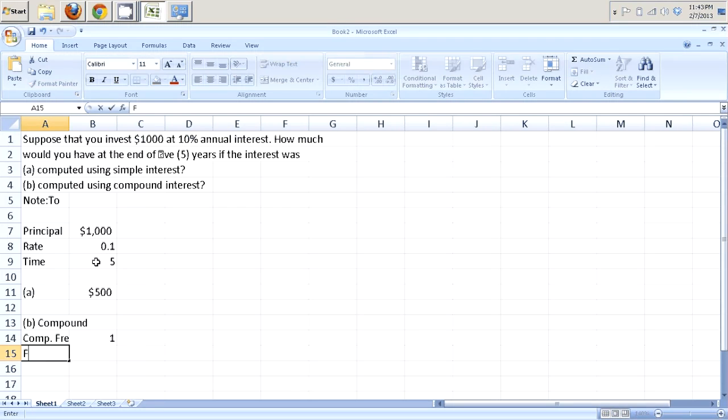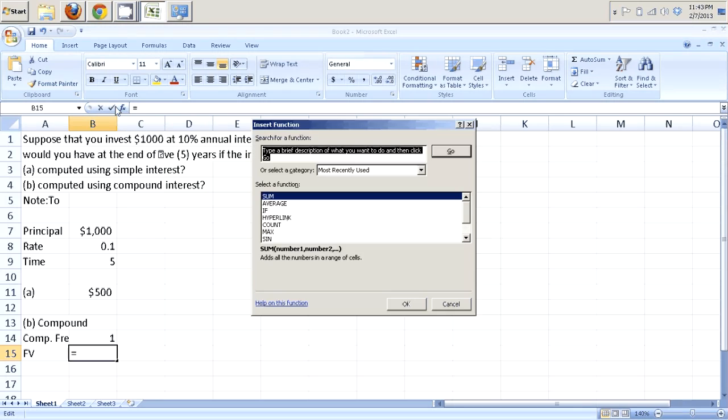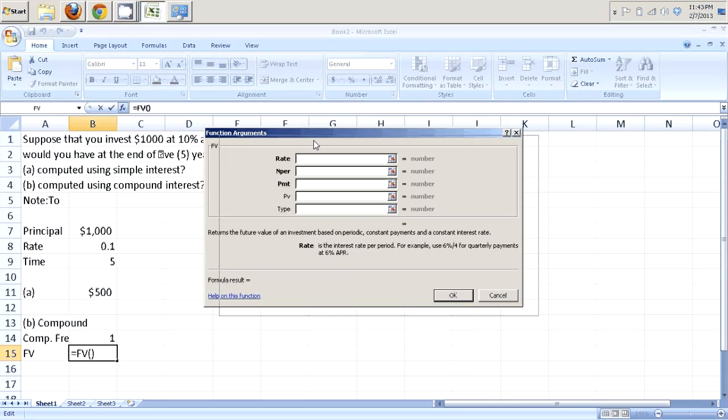So let's go about doing this. Now, if I want to go through and compute this, what I think you should notice, follow my pointer, is this little F sub X box. Click on it. I'm just going to type future value and go. Well, the FV function shows up. We hit OK. We select it. We've got this nice window.